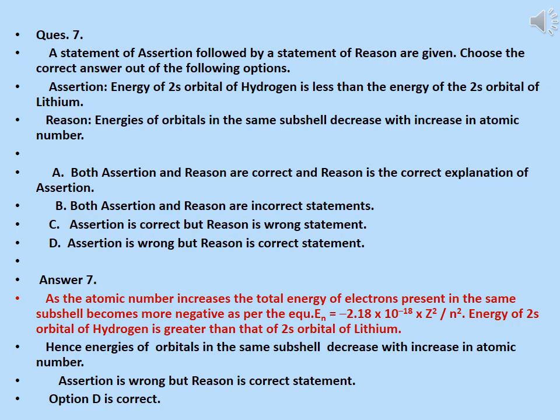Hence, energies of orbitals in the same subshell decrease with increase in atomic number. So, looking at our assertion and reason statements, the assertion is the wrong statement, but the reason is correctly stated. So, option D is the right choice.